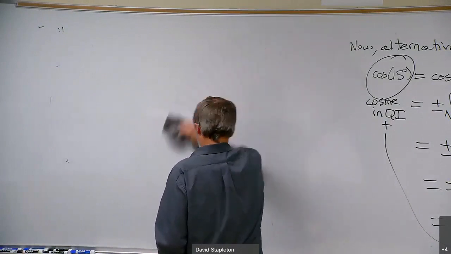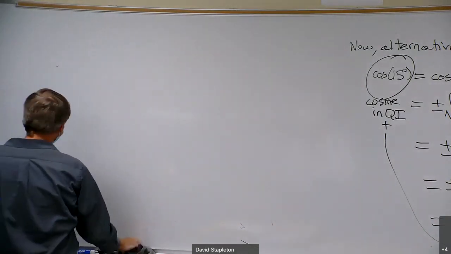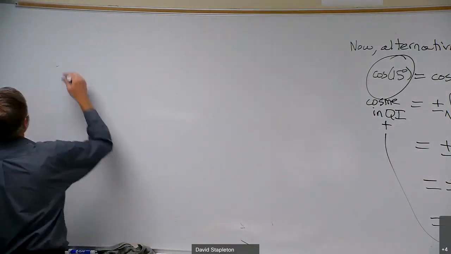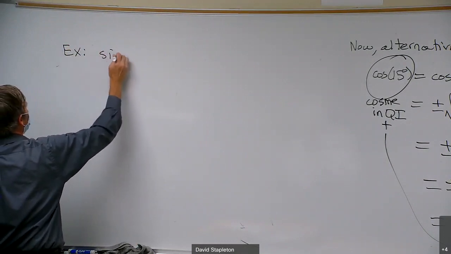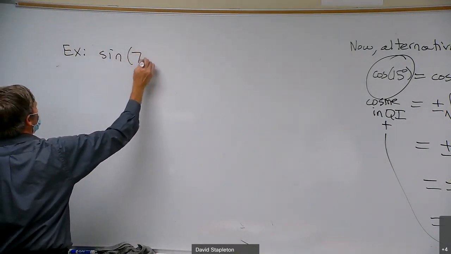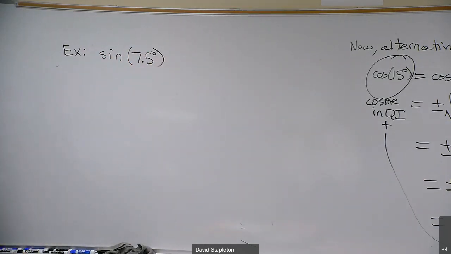Now we can go another step here and say, what about sine of 7.5 degrees? Maybe I can do that one, can I?